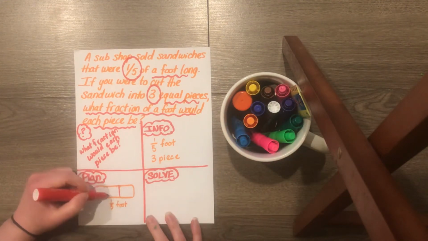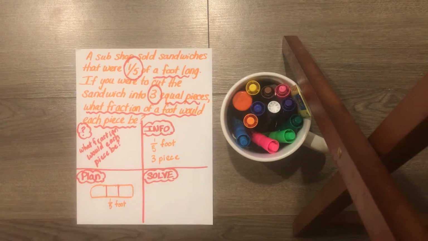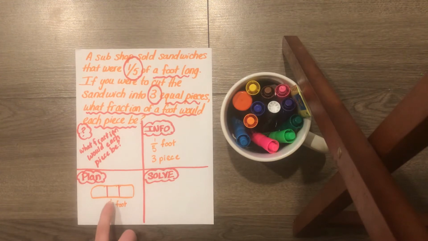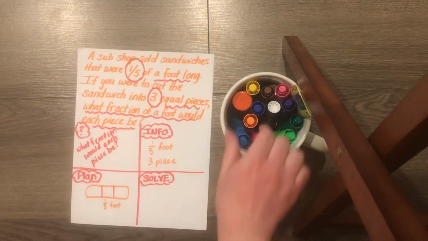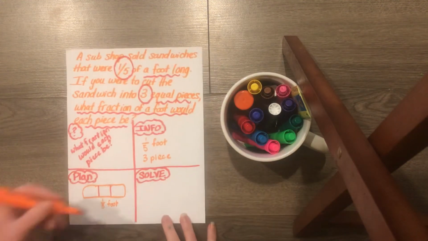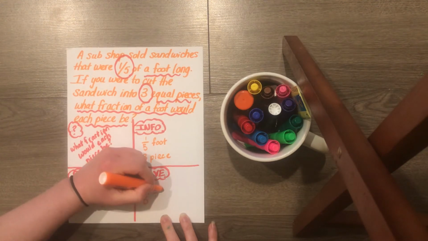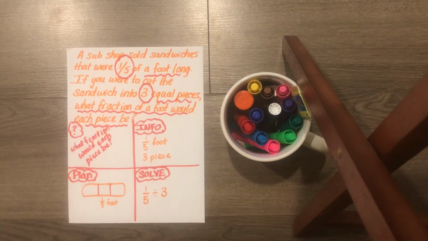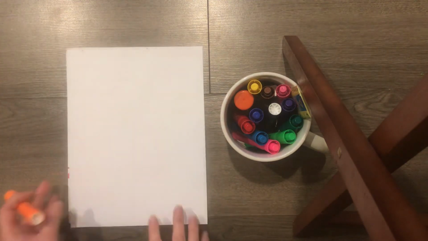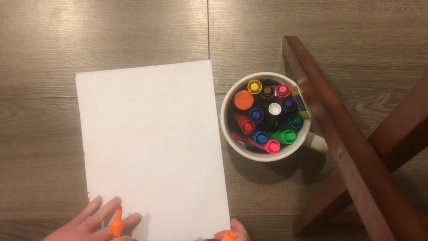Oh, did you hear what I just said? I said divide. Well, what does that tell you that I have to do here? I have to take my 1/5 and I have to divide it. Sorry, I'm going to switch my marker again. I'm going to take my 1/5 of a foot and I'm going to divide it into 3 pieces. That is my plan, and that's how I'm going to solve this. So I'm actually going to come over here because that's a tiny box. I'm going to move to a larger piece of paper, and I'm going to do this the correct way.